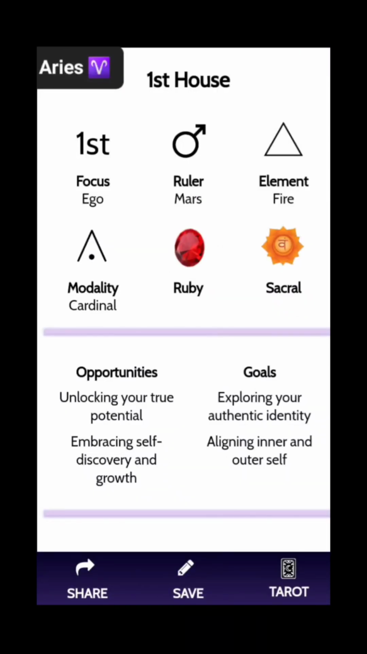Hi everyone, so we're going to go over the first house. The first house is ruled by Aries. Okay, and Aries ruler is Mars. The first house is your ego, is your image, your looks, your physical body, your identity, the way that others see you.